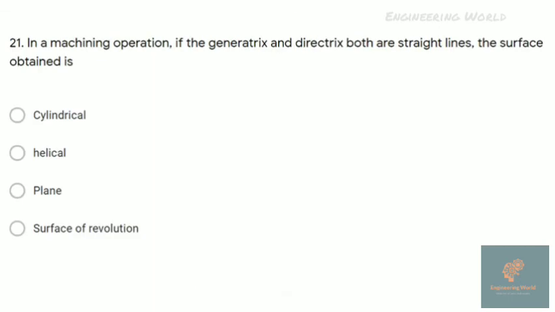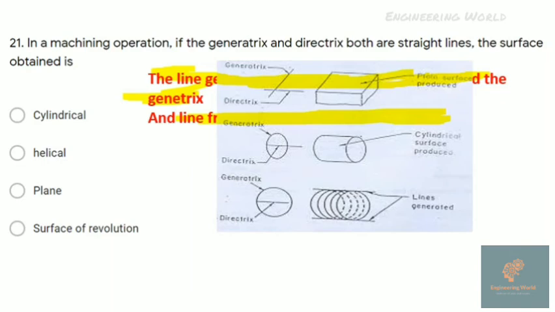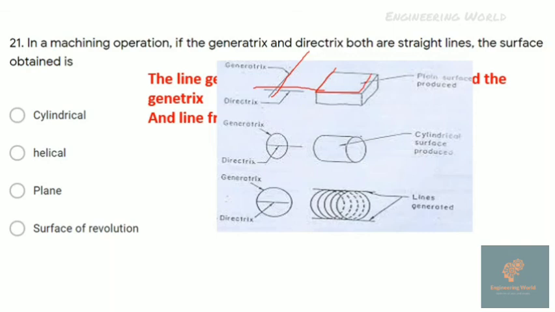The next question, in a machining operation, if the generatrix and directrix both are straight lines, the surface obtained is. Actually, generatrix is a line generated by the cutting motion, while directrix is a line from the feed motion. Cutting motion gives the generatrix, feed motion gives the directrix. Here I am showing geometries. The first one, generatrix is a line and directrix is also a line, so it's a plane. So the answer to this question is plane.